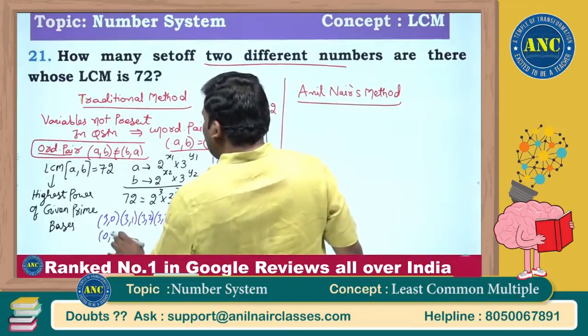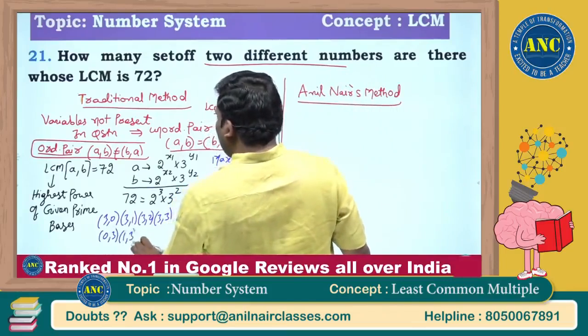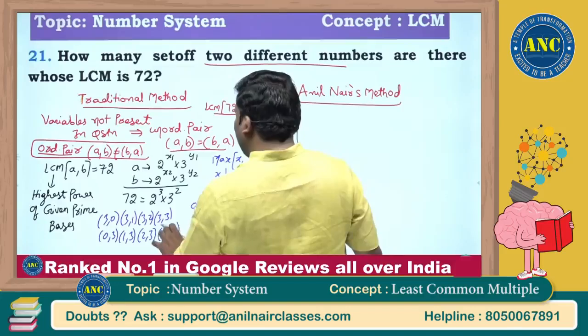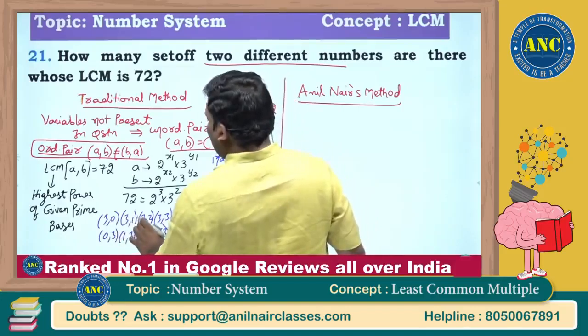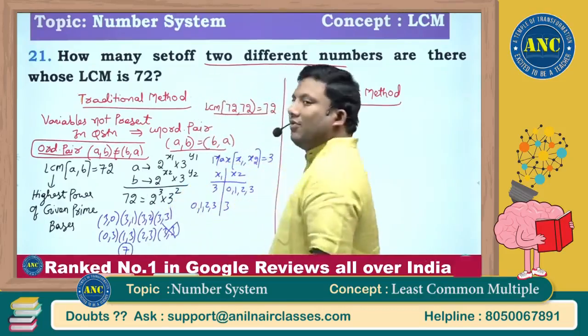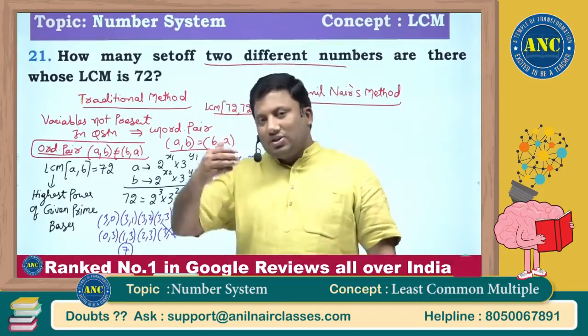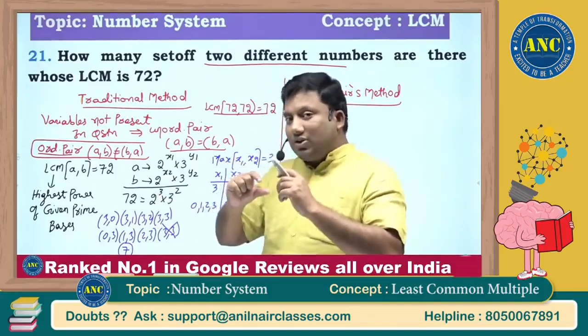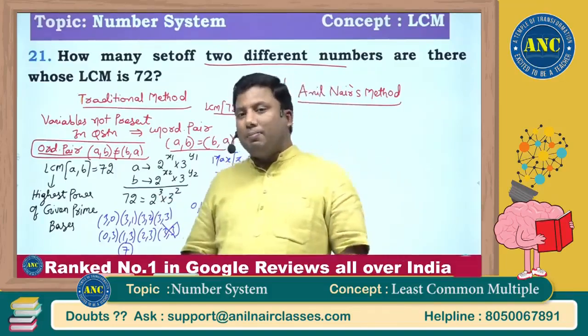Next cases are 0,3; 1,3; 2,3; and 3,3. I wrote 3,3 two times. Counting 1, 2, 3, 4, 5, 6, 7: there are a total of 7 cases. See here logically: the answer contains 2 power 3, and this 2 power 3 should be the highest power of the given prime base.